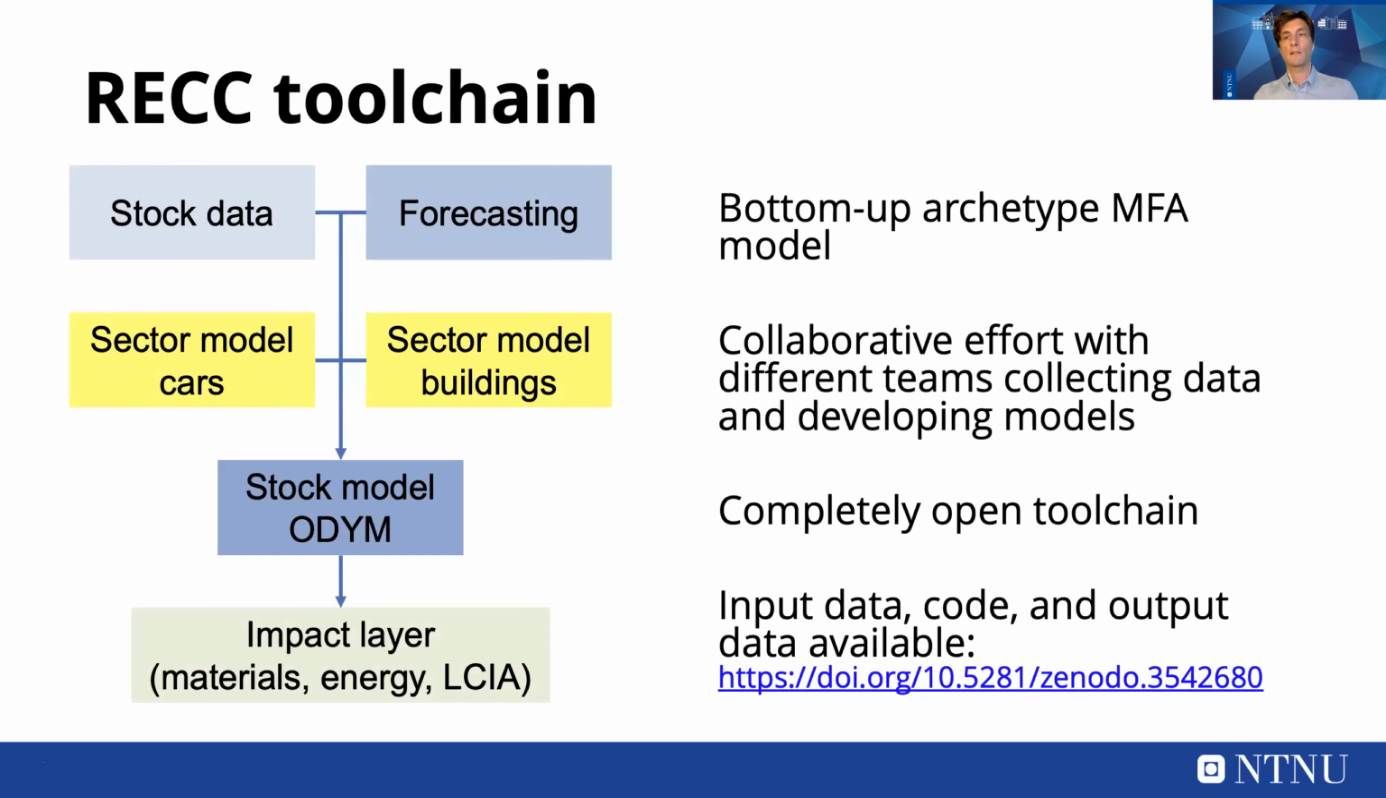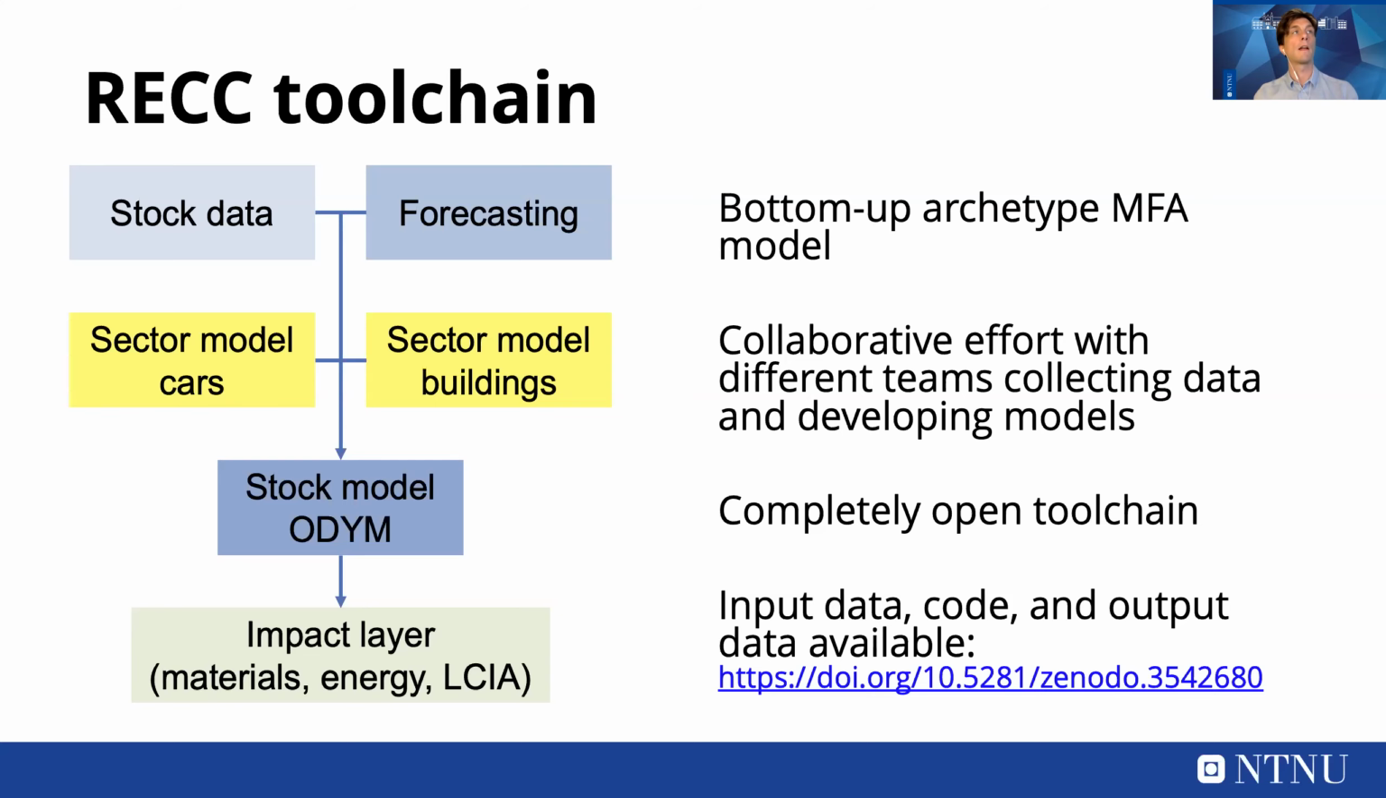So REC, sorry for the acronym, Resource Efficiency and Climate Change. That is the UN report that I just mentioned. We looked at the resource efficiency potentials from today until 2060 or 2050, and the potentials for cars and buildings. This is a bottom-up archetype MFA model. It is a very strong collaborative effort. It was kicked off by Edgar Hertwig at the Yale Center for Industrial Ecology, and we had different teams intersecting with that.